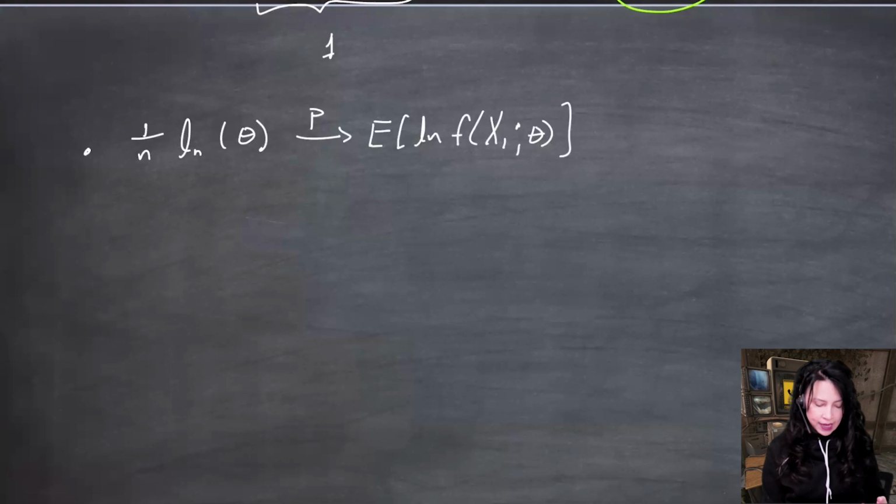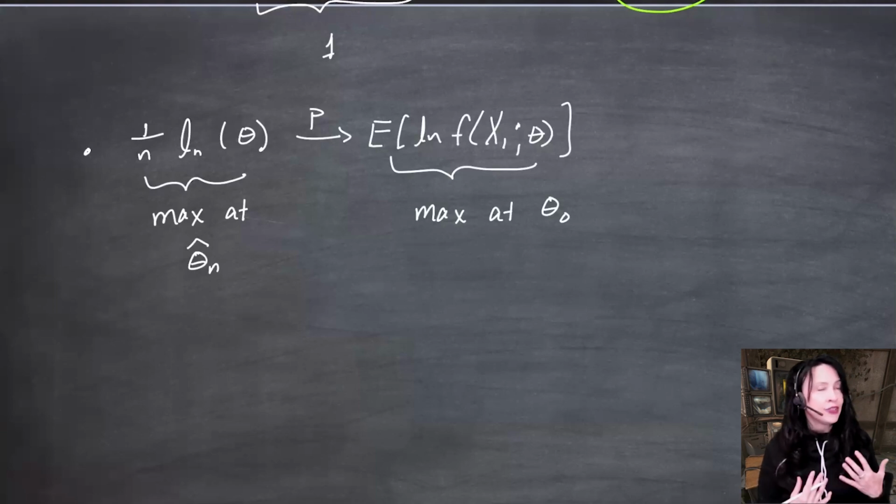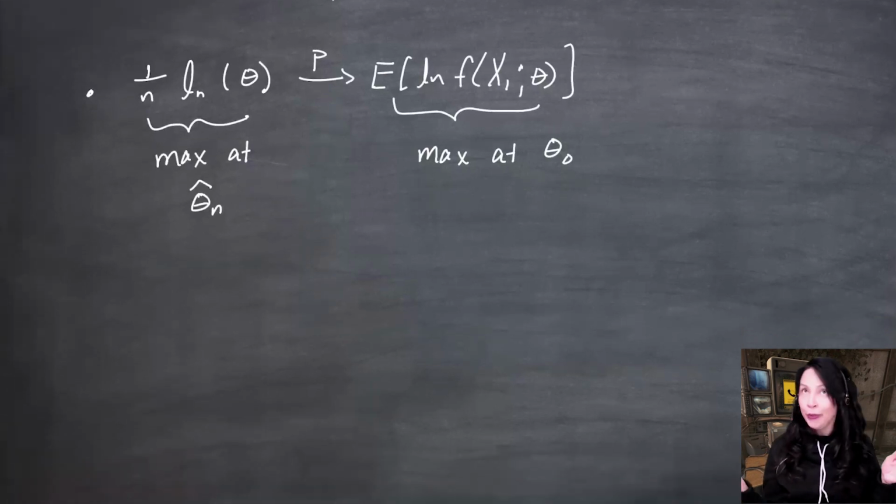So note that this is maximized at the MLE, which we call theta sub n hat. And this, as a function of theta, is maximized at the fixed parameter theta naught. That's what we just showed. So here I'm going to do a little bit of hand wavy. There's a lot of analysis here. You could use something called an argmax continuity theorem if you want to look that up, but it's really beyond the scope.